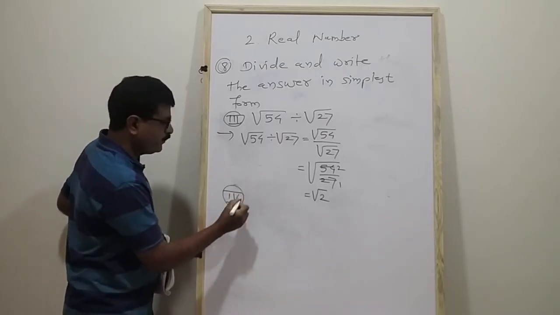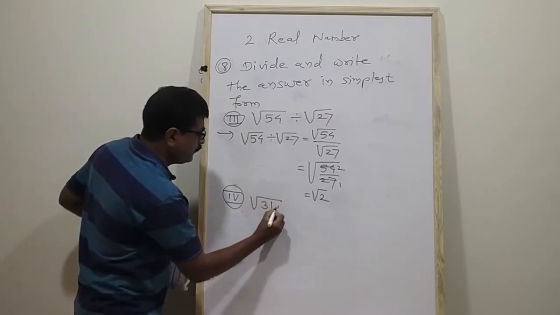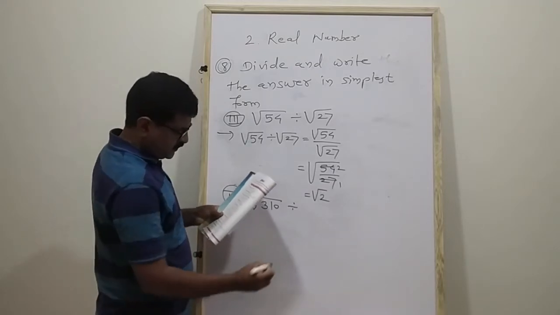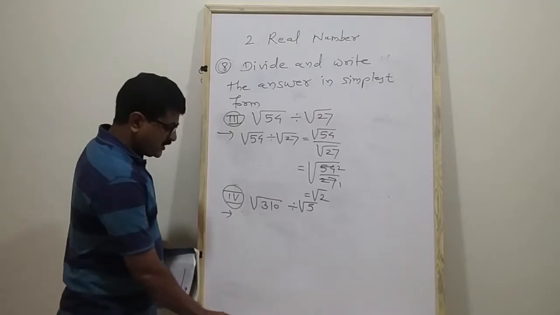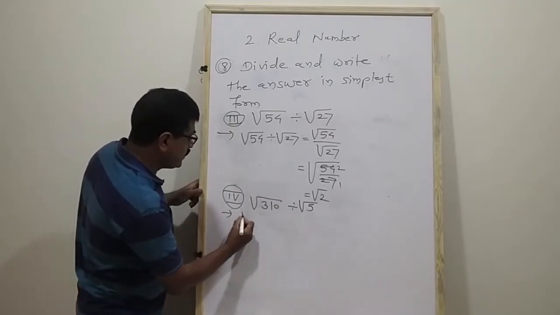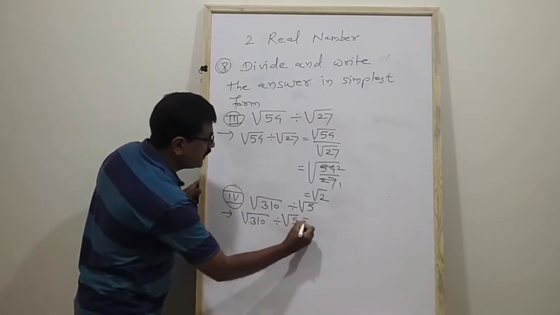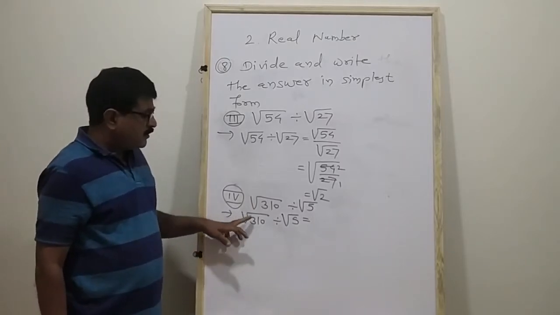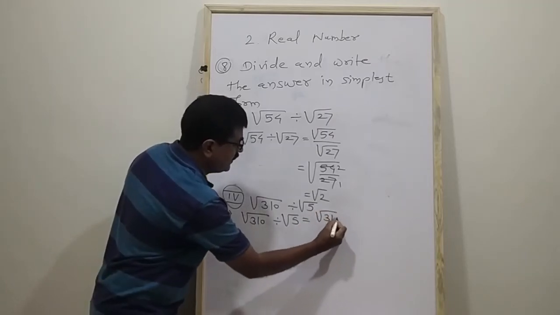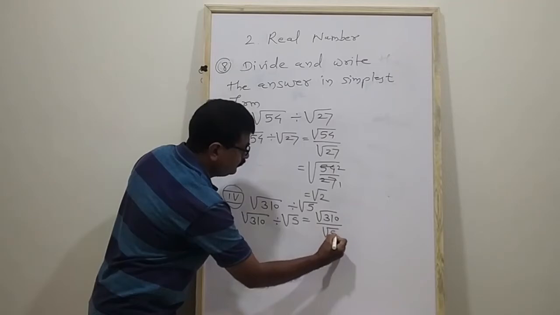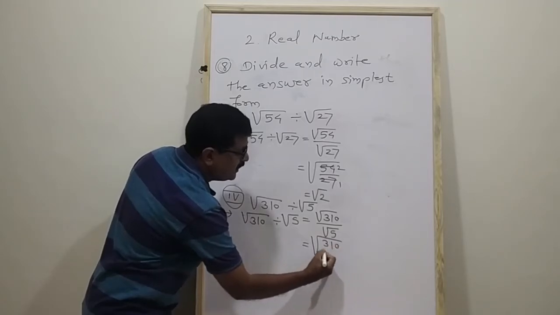And number 4, fourth example, square root of 310 divided by square root 5. Now first write down this as it is, that is square root of 310 divided by square root of 5 is equal to. Now write down this in the form a upon b, that is square root of 310 divided by square root 5. Now we can write this as square root of 310 divided by 5.